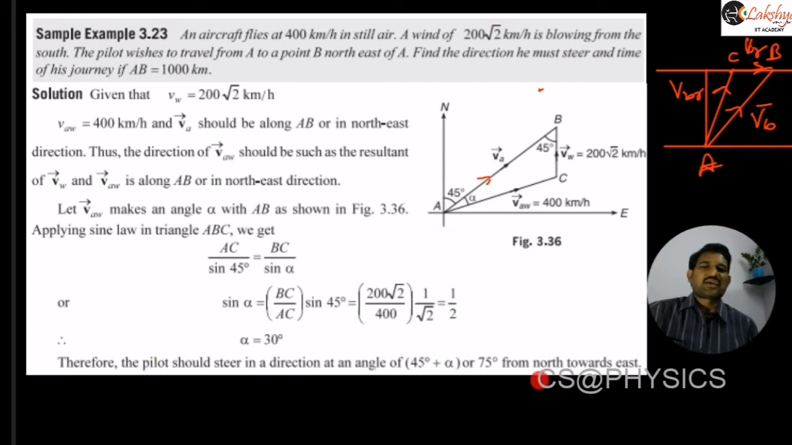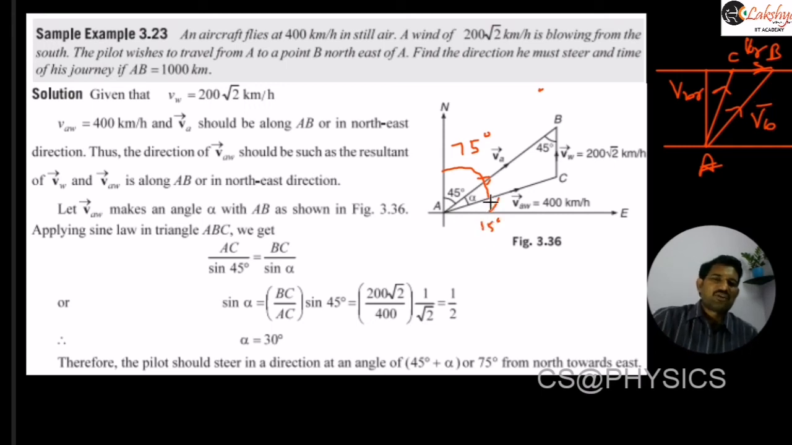Now they are asking that the pilot should steer the aircraft at an angle of 75 degrees from north towards east. That means this total angle, with the alpha of 30 degrees we are getting here, is what they are saying. This angle will be 75 degrees, or if you want the other angle, then this angle will be 15 degrees.